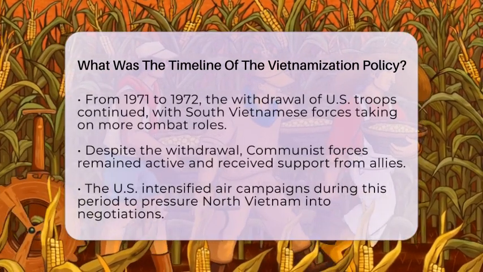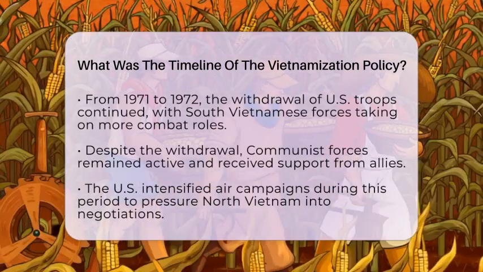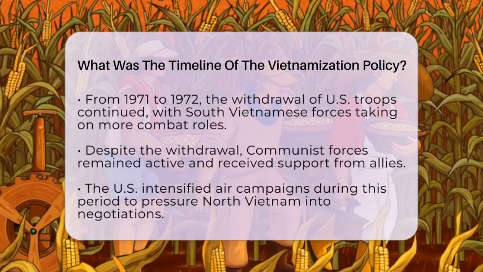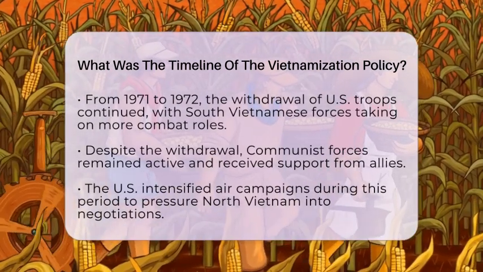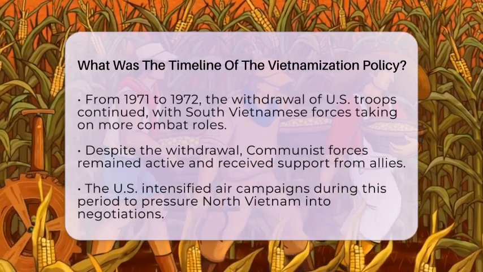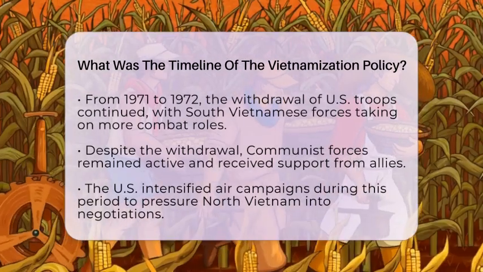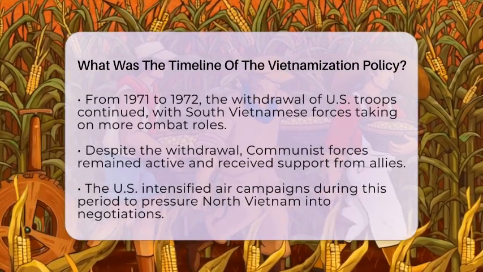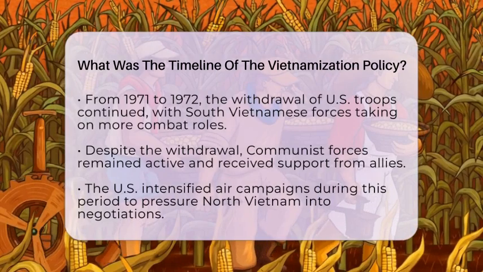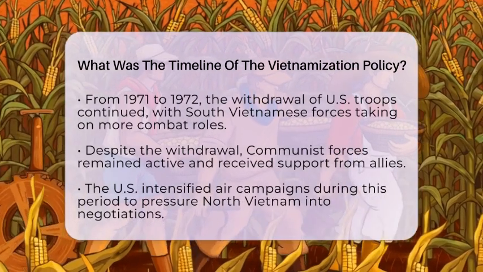From 1971 to 1972, the withdrawal of U.S. troops continued. South Vietnamese forces took on increasing combat roles. However, communist forces remained active and received support from their allies. During this period, the U.S. intensified air campaigns to pressure North Vietnam into negotiations.